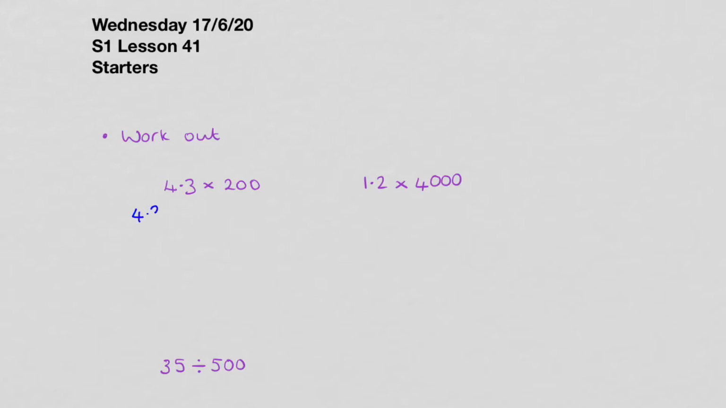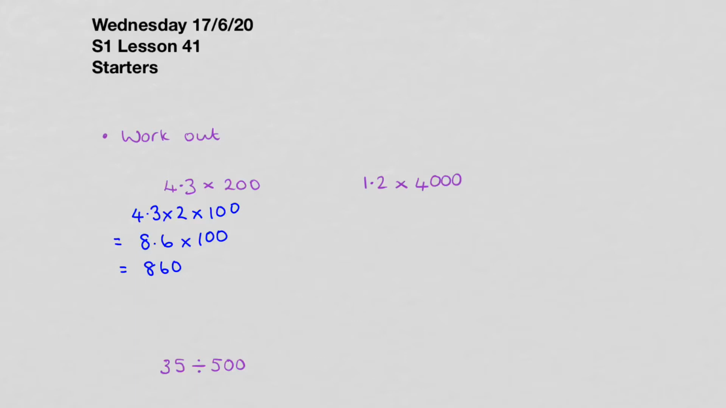Remember, if we're multiplying by 200, that's the same as multiplying by 2 and multiplying by 100. Okay, so we might be able to do 4.3 times 2 in our heads because we're just doubling 4.3. So we'll get 8.6 and then times that by 100. So remember, you move your digits 2 places to the left. So 1 place to the left would make it 86. So 2 places to the left makes it 860.